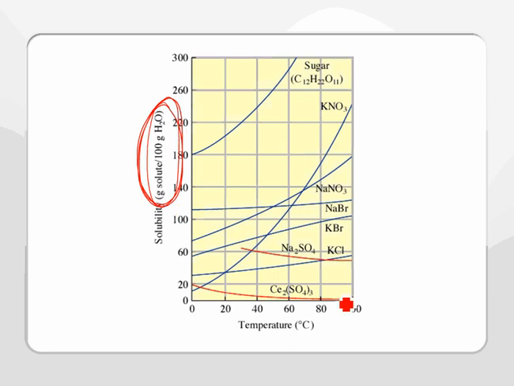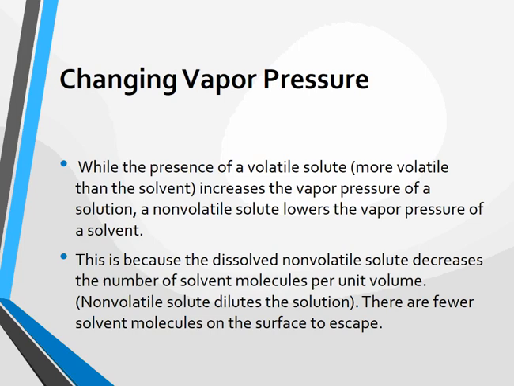And note your aberrations, your sodium sulfate and your cerium sulfate decrease solubility with increasing temperature, and those are solids, not gases. So, changing vapor pressure. While the presence of a volatile solute, more volatile than the solvent, increases the vapor pressure of a solution, a non-volatile solute lowers the vapor pressure of the solution. So this is a function of what's being put into the system. It's kind of obvious.